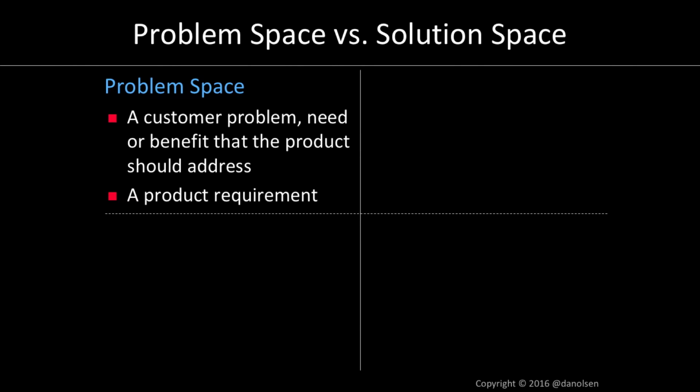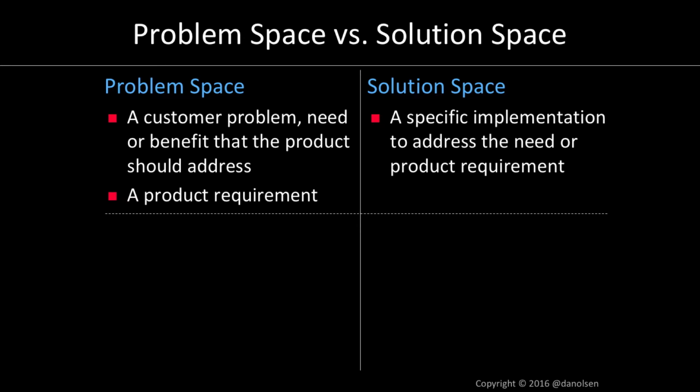Problem space is basically, if we're talking about a customer problem or a customer need or a customer benefit that our product should address. So it could be a well-written requirement or it could be a well-written agile user story. But what it's not is in the solution space. Solution space is actually a specific implementation desired to address that need. So if we actually go and code a product, that's in the solution space. If we go and design a mock-up or a wireframe, that's in the solution space. If we're talking in the abstract about, hey, we should build a product that's going to make it easier for people to share photos with their friends, then that's in the problem space.